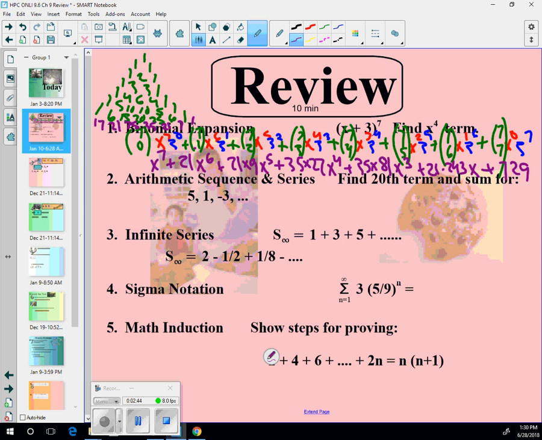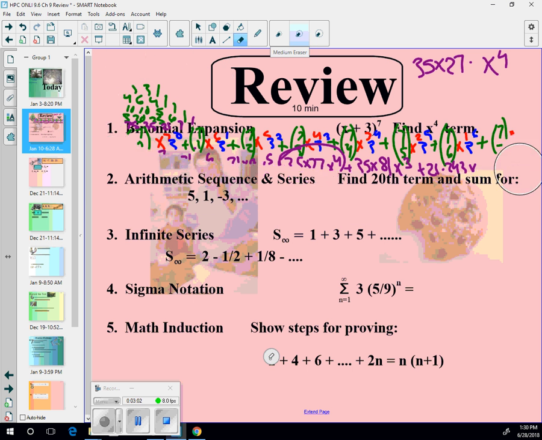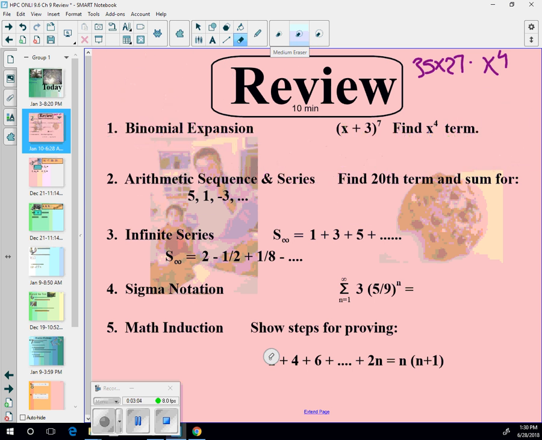And they wanted the x to the 4th term. So the x to the 4th term is 35 times 27. That's going to be the coefficient for the x to the 4th. Now we could also do this without all of that hassle. We don't have to do it that way.